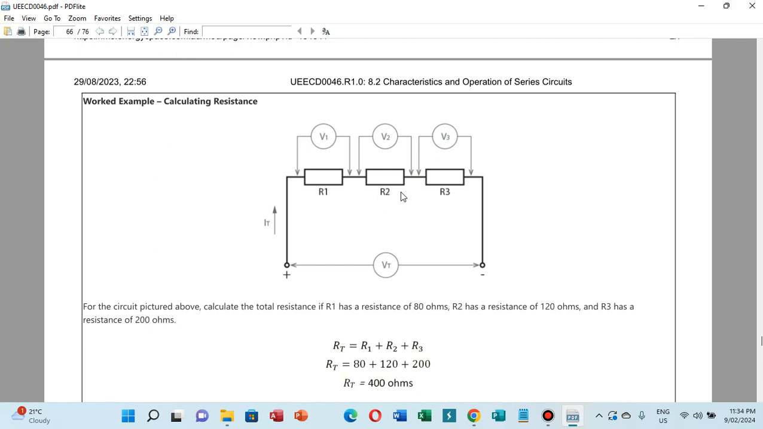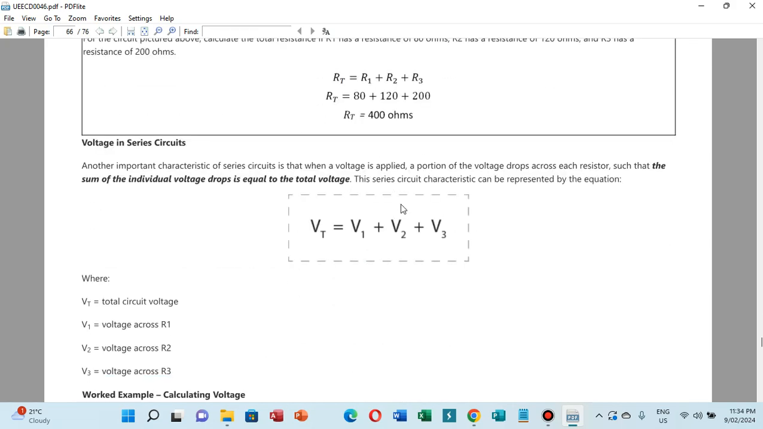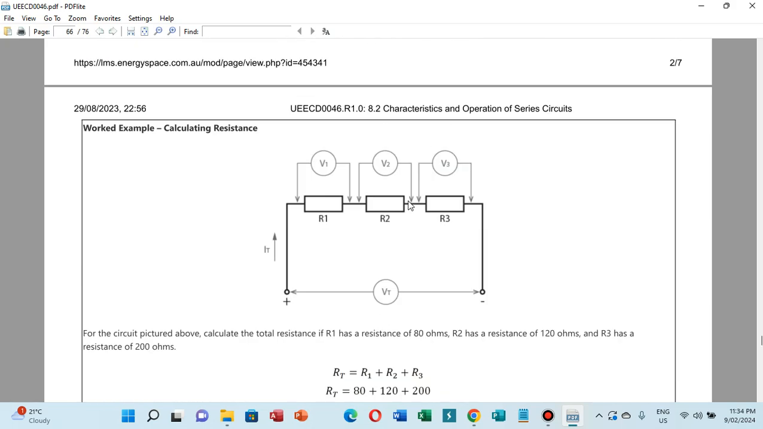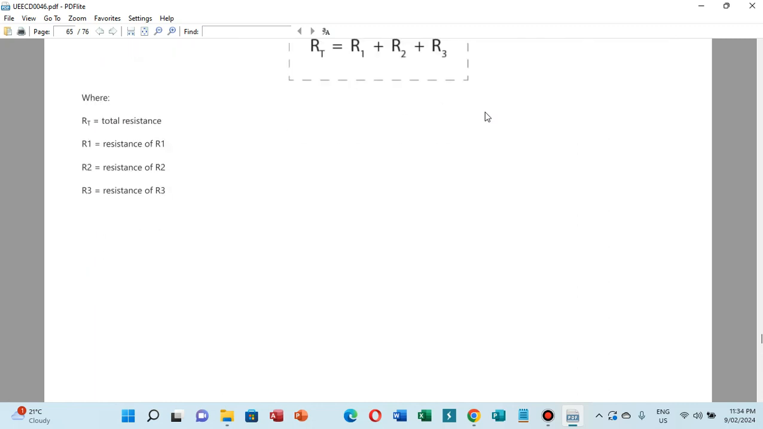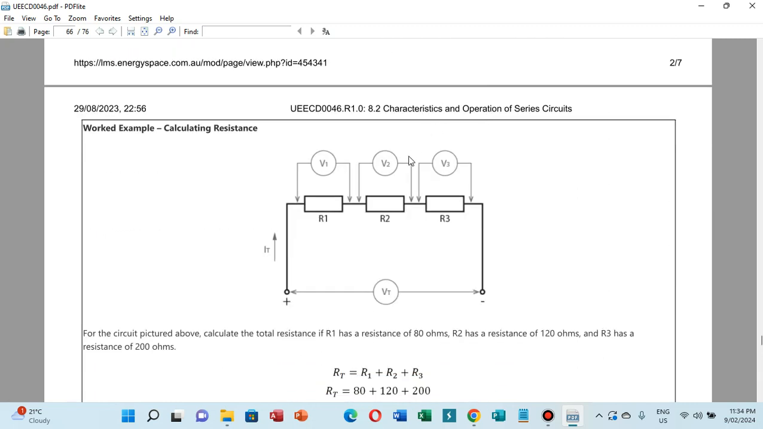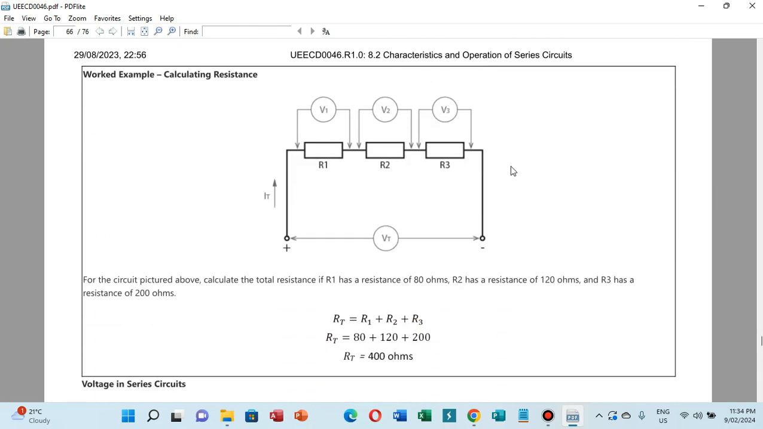And also the voltage will add up. V total equal to V1 plus V2 plus V3. So you also look at this problem. In this case, all the currents are in the series condition. All currents are the same. Therefore you can see the same current flowing into every resistor. Also you can see the voltmeter. So all the resistors are connected in series.